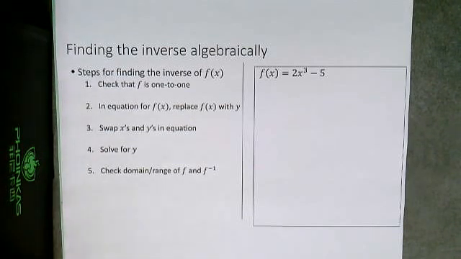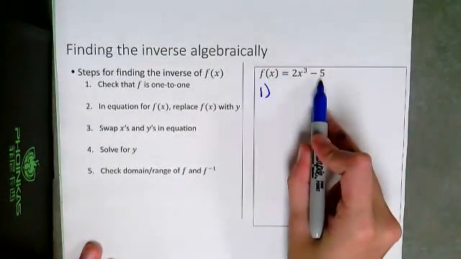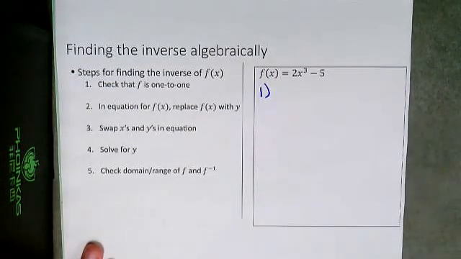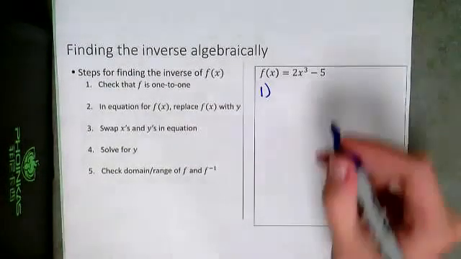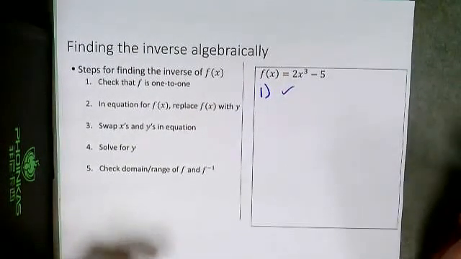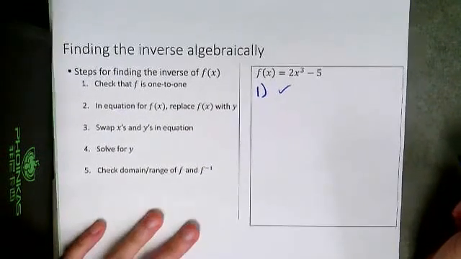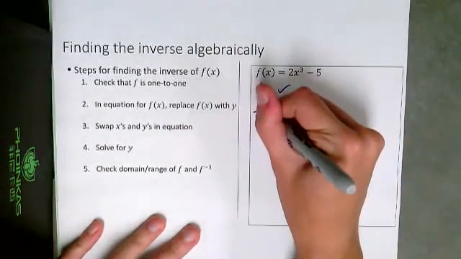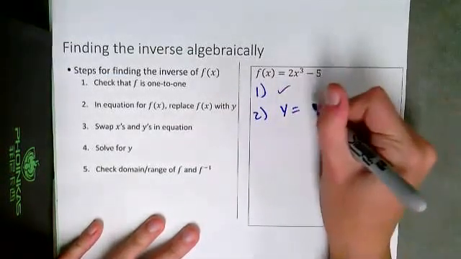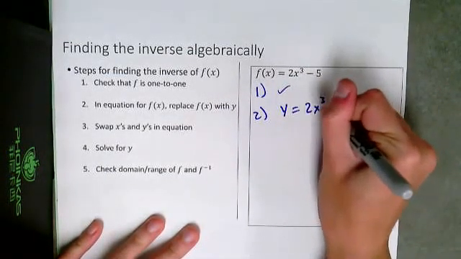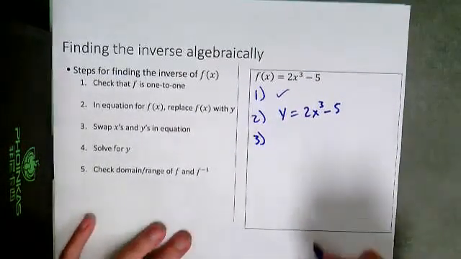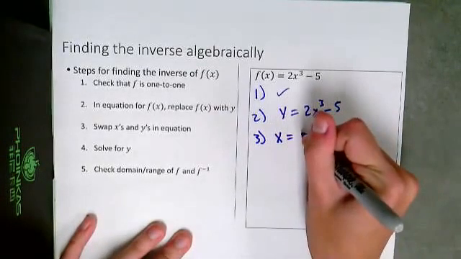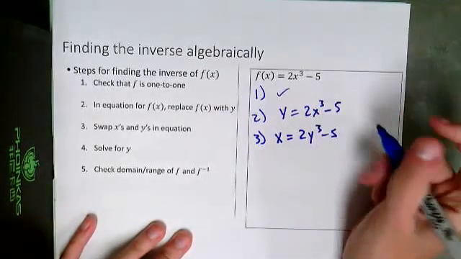So step one, check that f is one-to-one. Well, what is this? This is a cubic, as we saw in the last graphic example. The cubic function passed with flying colors for the horizontal line test, so it is one-to-one. Now step two, we have y is equal to 2x cubed minus 5. Step three, swap x and y in the equation. So we have x is equal to 2y cubed minus 5.